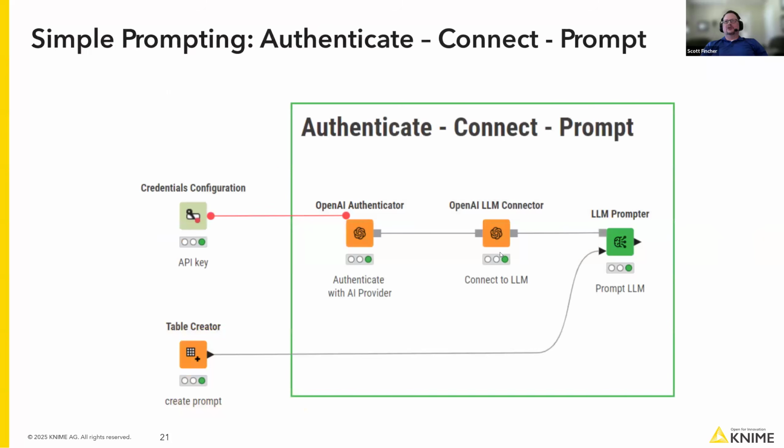Okay, so what does this look like in practice? This is a very simplified example. We'll see something a little more elaborate here in a second. I have some token, an API key. I pass it in with the credentials configuration node to the OpenAI authenticator, connect to OpenAI in this case, pick which model I want, pick my hyperparameters. I have some prompt that I've defined, and then that goes into the LLM prompter.